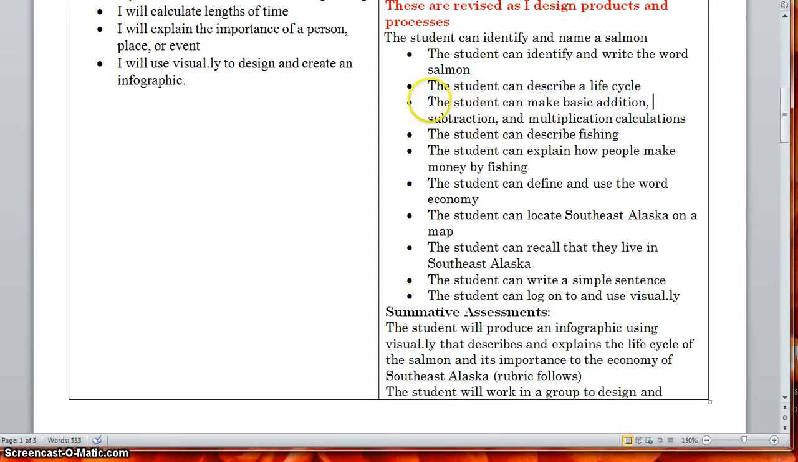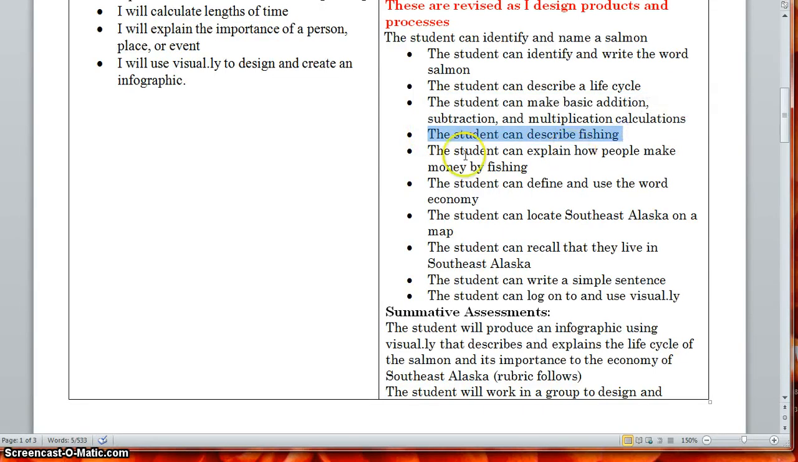I'm going to be expecting them to calculate time. So I need to know, can every student who is engaging in this unit make basic addition, subtraction, and multiplication calculations? If they can't, that's something I need to teach. If I don't check these things, I may have students who are not successful in my unit.